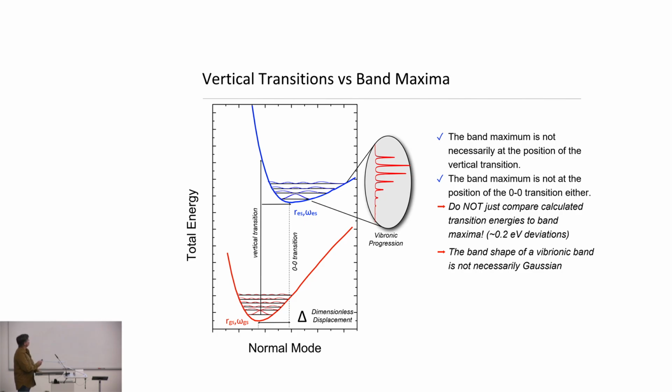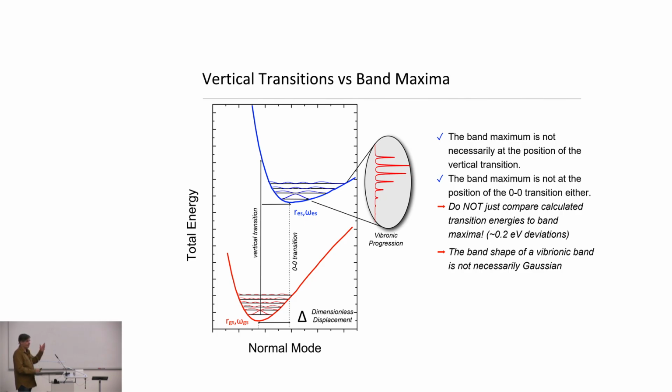It's clear that if there were no displacement and I propagate the ground level vibrational wave function, which is just a single Gaussian, then it would only overlap with the first vibrational level of the excited state, right? For zero displacement, because these vibrational wave functions are orthogonal. Then there wouldn't be a progression. There would be one single sharp peak. So the longer that vibrational progression is, the larger the displacement is in the excited state.